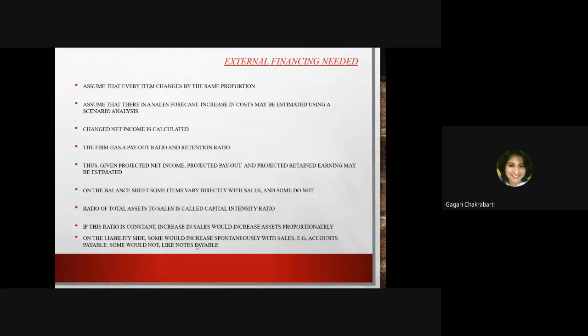Okay, so now I'll be sharing with you an Excel sheet. So please give me some time for that, where we shall be making the changes.